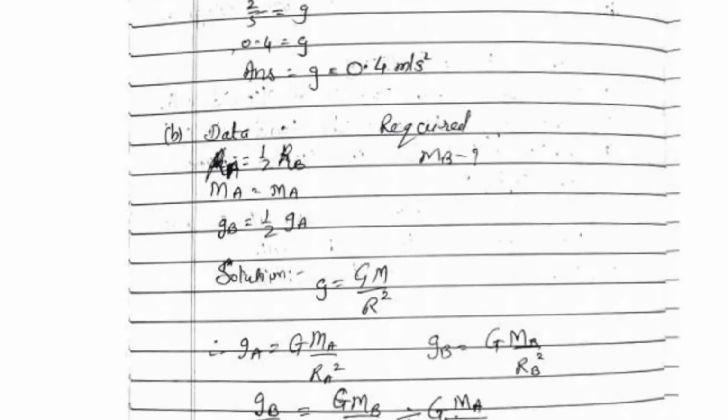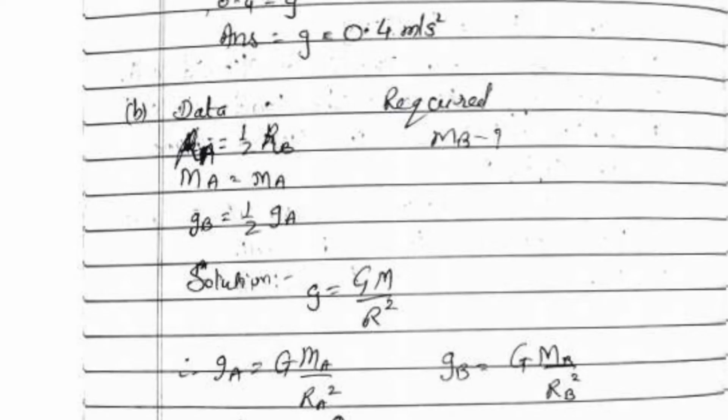The next line of the question reads as, if the mass of A is MA, what must be the mass of B, so that the value of g on B is half of that of A. So let us understand the data the way we have written. Here children, it is given that the radius of planet A, RA, is half the radius of planet B. So I can write down RA is equal to half of RB.